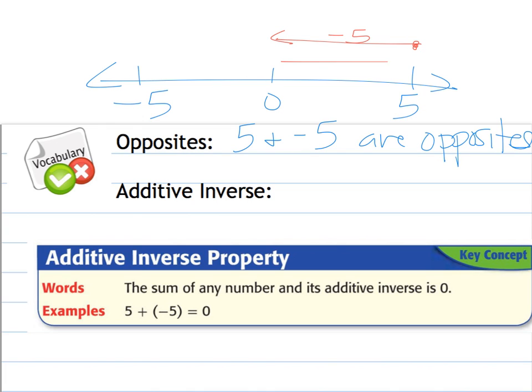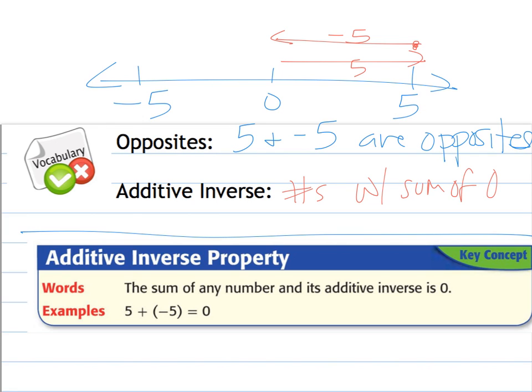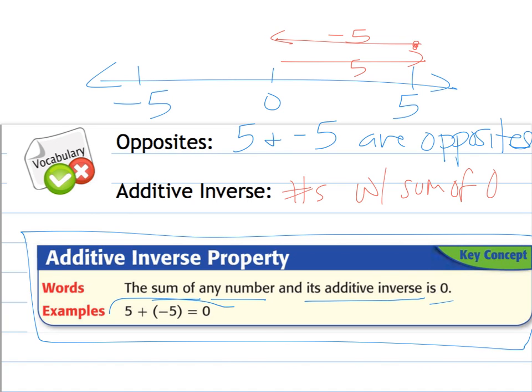So what that means is that they're additive inverses. So these are numbers with a sum of 0. So opposites, when you add them together, get a sum of 0. And there's a more concrete definition if you look in your textbook. But for now, we'll just say that. The additive inverse property means that the sum of any number and its additive inverse, or its opposite, is going to be 0. So like I said, 5 plus negative 5 will get you to 0. So just a key concept for you to have in your notes.